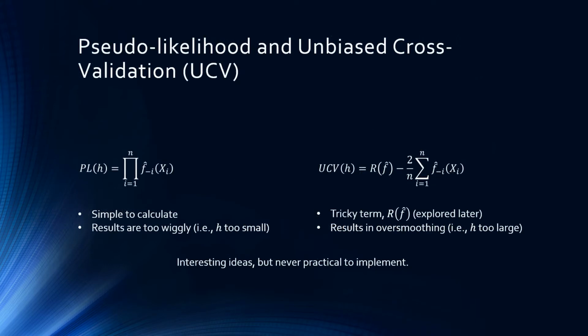So we have pseudo-likelihood and unbiased cross-validation. The pseudo-likelihood takes the product of all those cross-validation terms. For the UCV, you take the summation of all those cross-validation terms. The issue with the pseudo-likelihood is that the results are too wiggly, the bandwidth is too small. And the problem with UCV is that the bandwidth is too large. So they're interesting, but we don't actually use them.